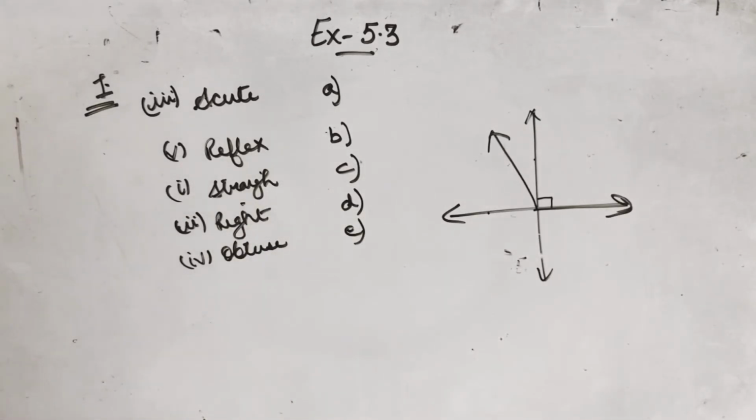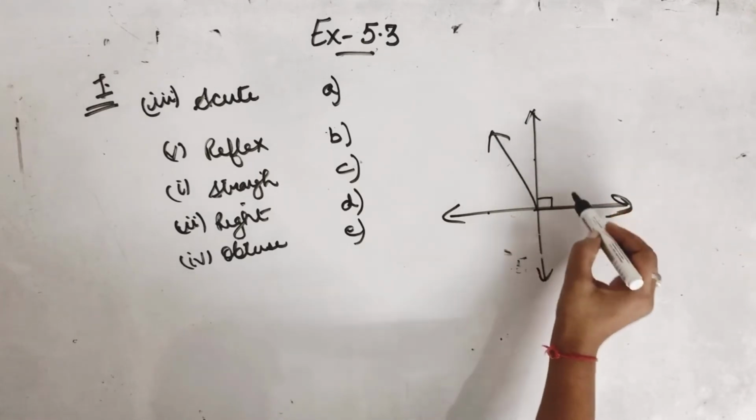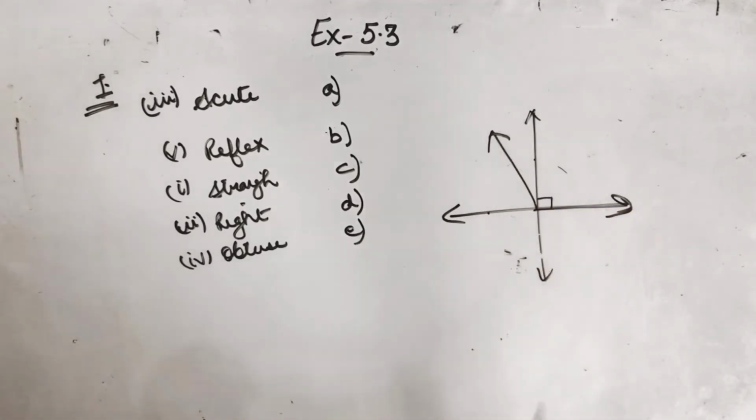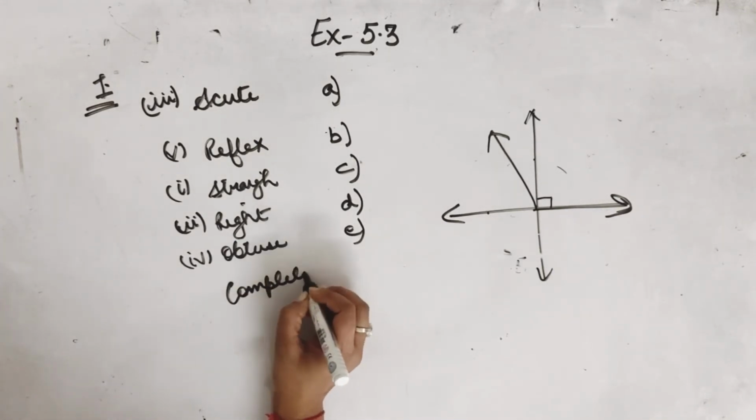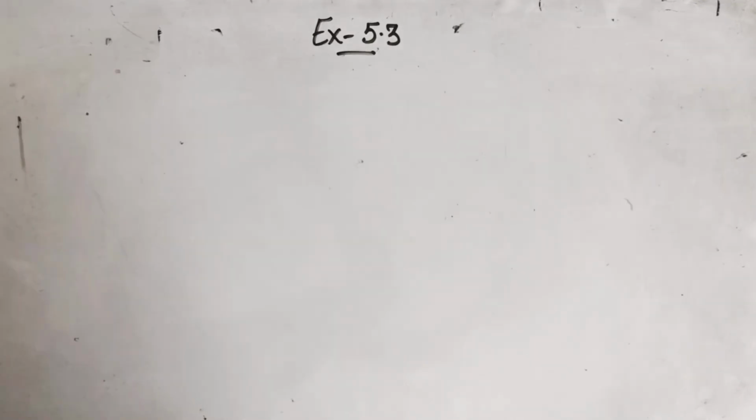And F part is one complete revolution. One complete revolution is starting from one point and ending at the same point. So that is 360 degree. And 360 degree is known as complete angle. That option is not in your book.